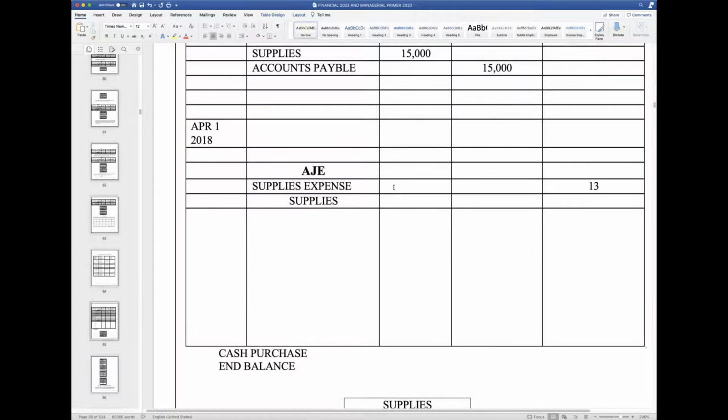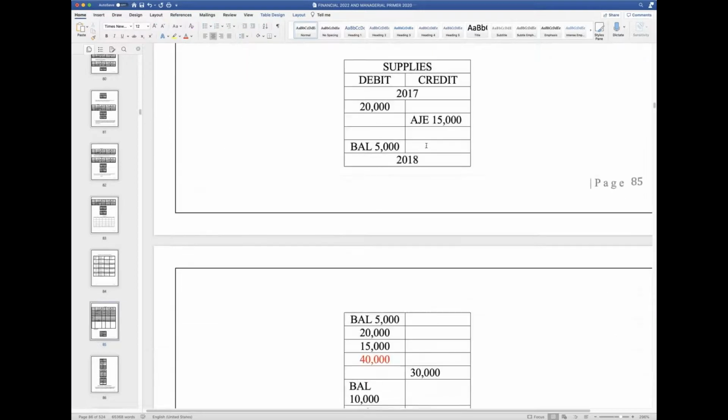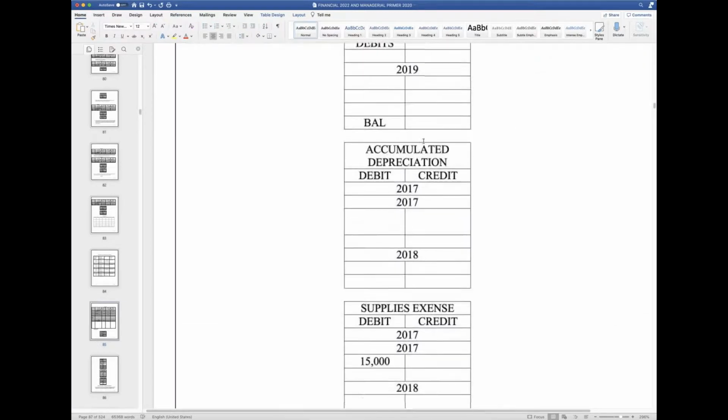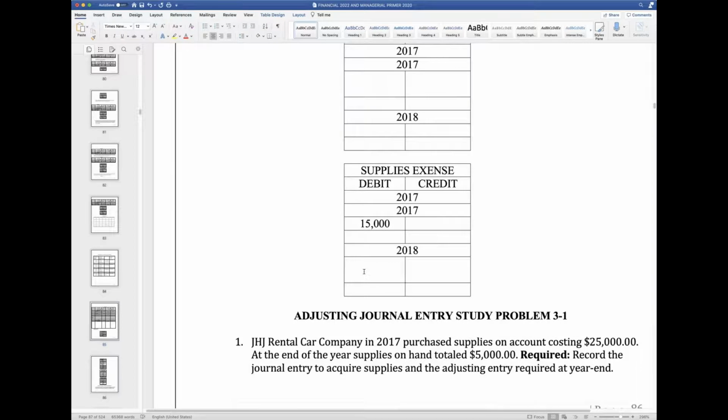So we go up here and we debit supplies expense in the second year for 30,000. Credit supplies for 30,000. So when we got to 2018, 30,000 would be the supplies expense that year. Now this year would have been closed out. So this becomes 2018. Any questions?